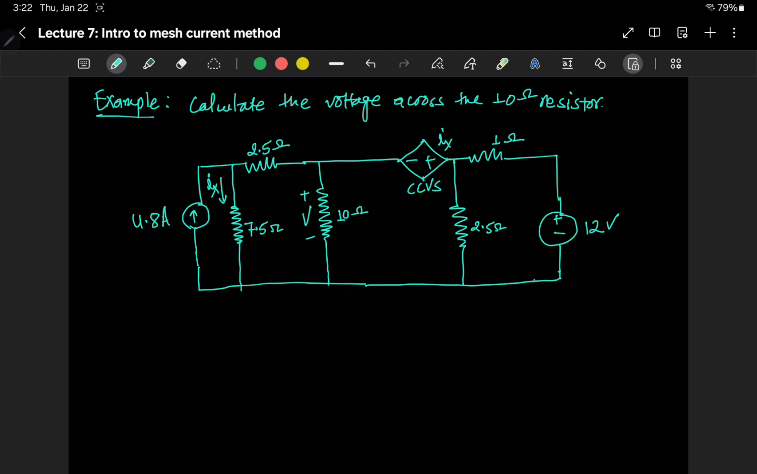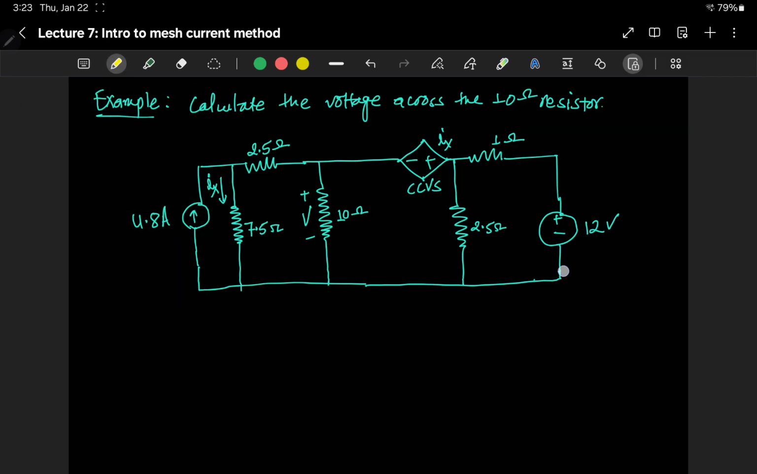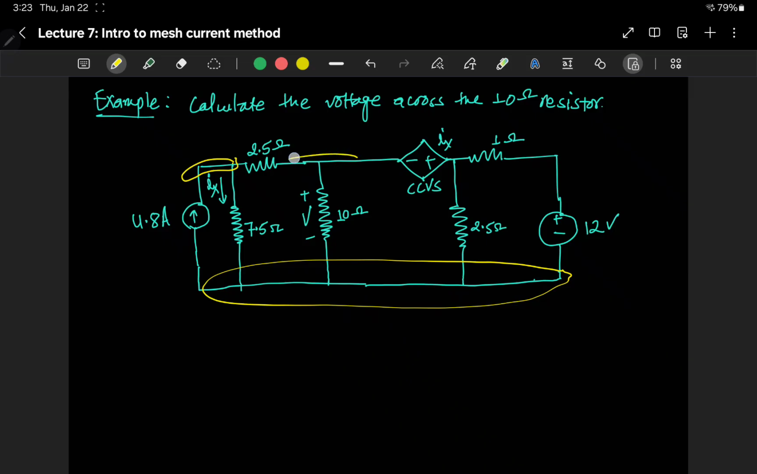So as usual, let's start with the question. How many nodes are there? Yeah, if you guessed 5, that is correct. This is the one node, this is another node, this is another node, this is another node, and this is another node.